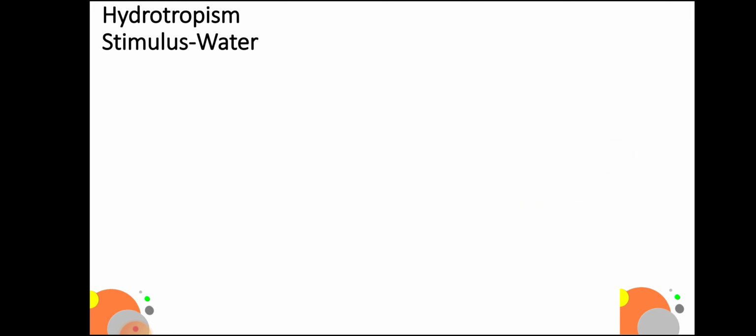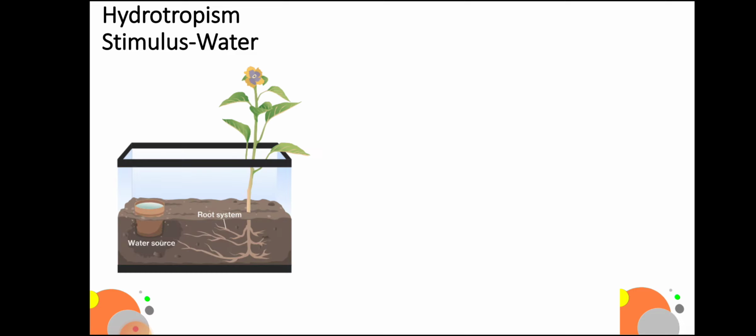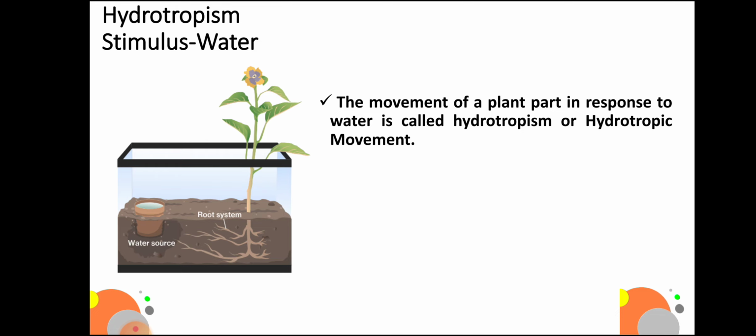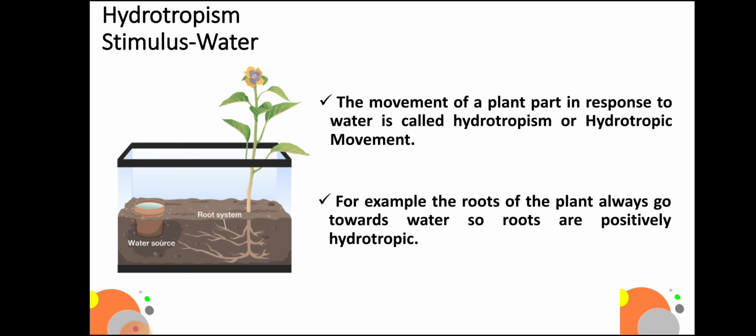The next tropism is hydrotropism. Here the stimulus is water. The movement of a plant part in response to water is called hydrotropism or hydrotropic movement. For example, the roots of a plant always go towards water, so roots are positively hydrotropic.